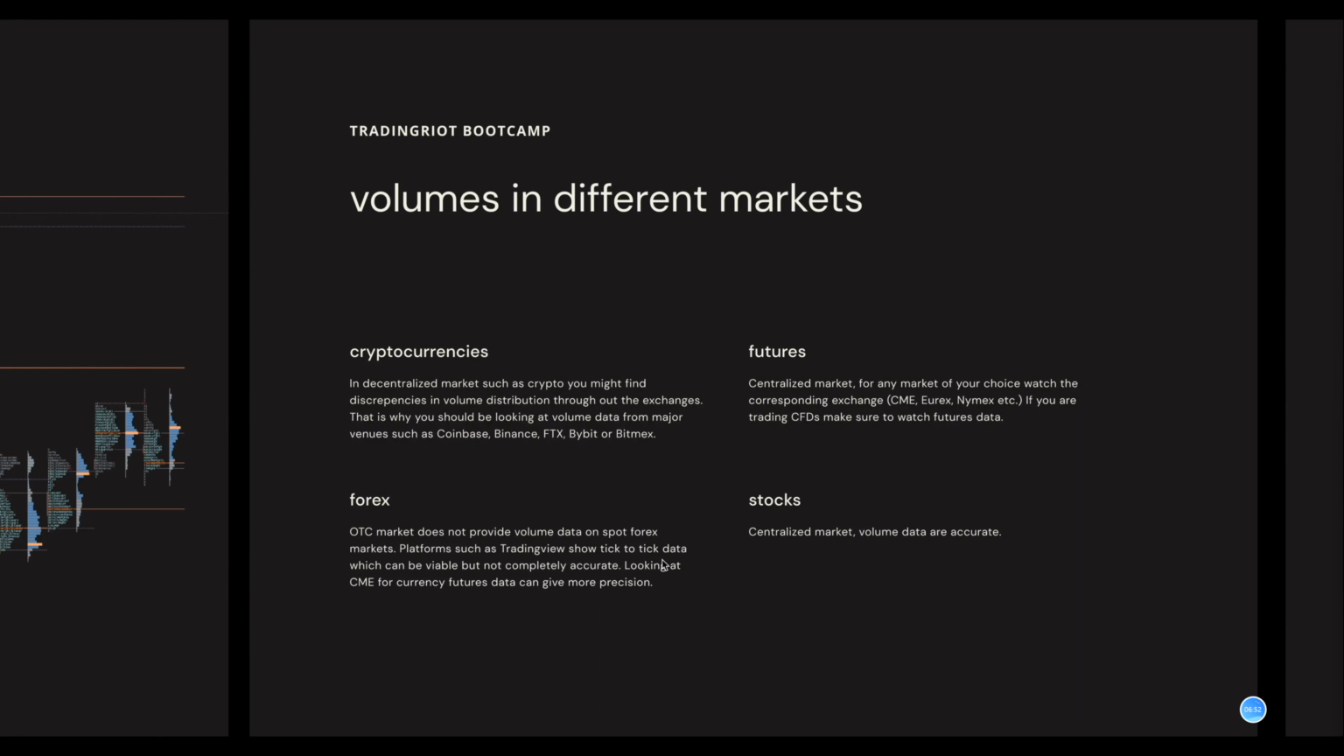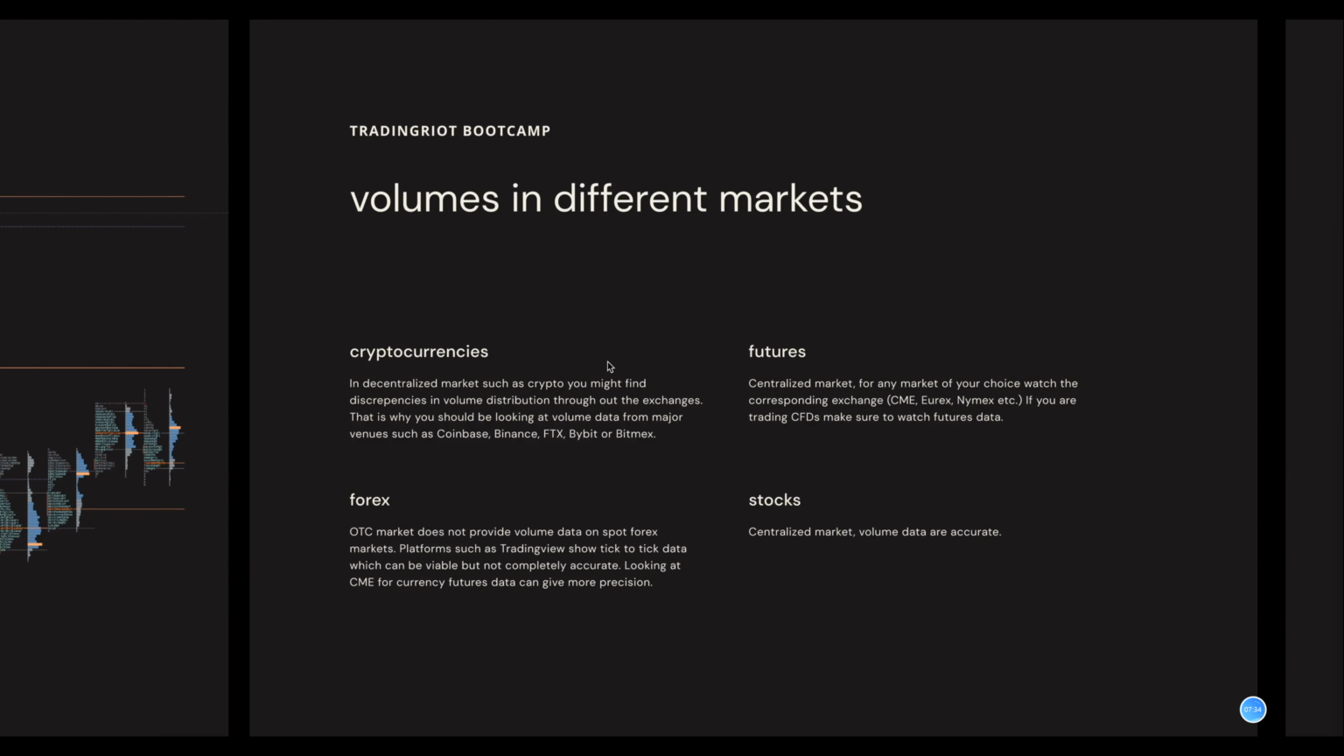The Forex OTC market doesn't provide volume data on spot Forex markets. Platforms such as TradingView show tick-to-tick data, which can be viable but not completely accurate. Looking at CME for currency futures data can give more precision. Overall, this is true, although tick-to-tick data is fine. It's nothing too insane. If you think about it, that's more of a kind of market profile basically for Forex. But I look at currency futures.